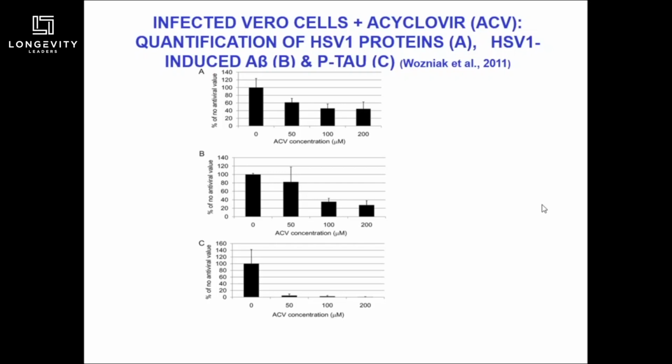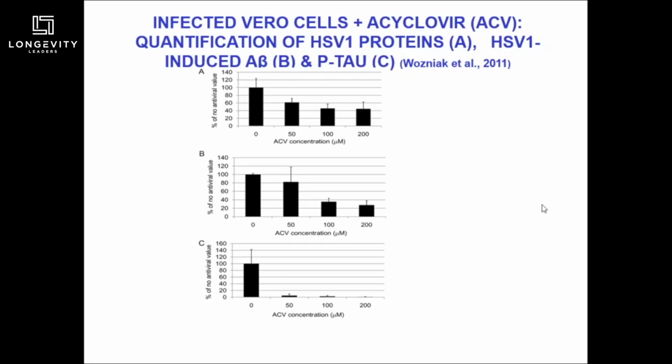the top graph shows when we quantified, using quantified immunocytochemistry, the HSV1 proteins in the top graph, HSV1-induced amyloid accumulation, and abnormal phospho-tau in the bottom one. And what it shows is with increasing concentration of acyclovir, you get a corresponding decrease in level of viral proteins, viral-induced beta amyloid, and viral-induced phospho-tau, abnormal tau.